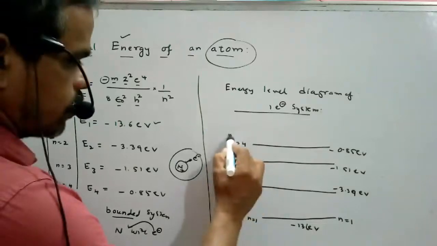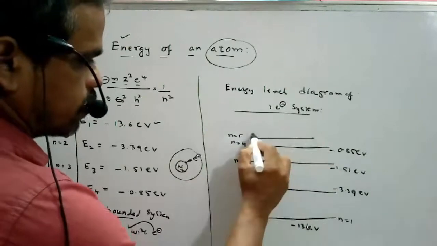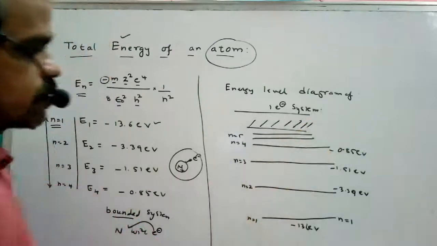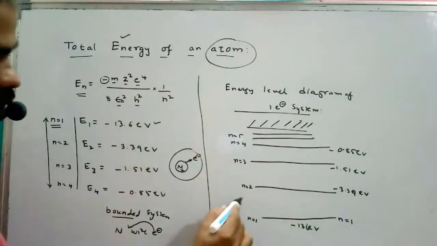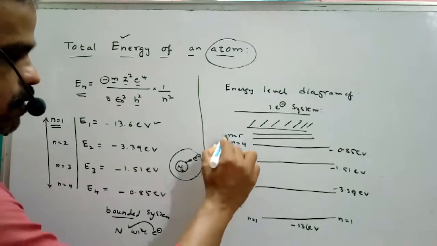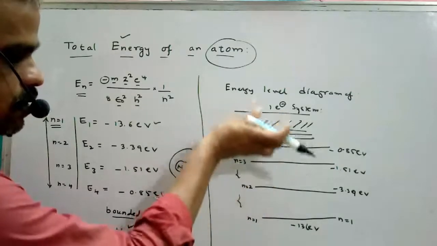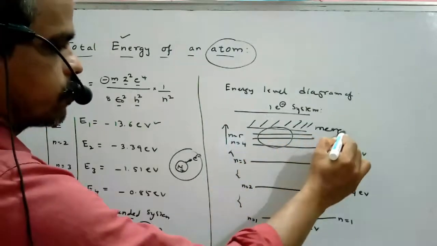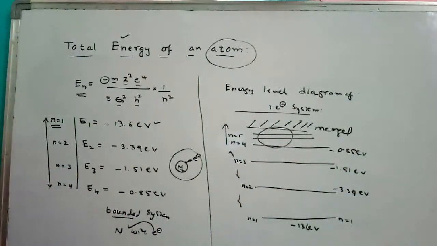If you go for n equal to 5, you will come like this. So finally, imagine the energy levels are merged. See, the gap is more here, then less, then less. After n equal to 4, the energy levels are merging, overlapping. So this is the energy level diagram of a one electron system.